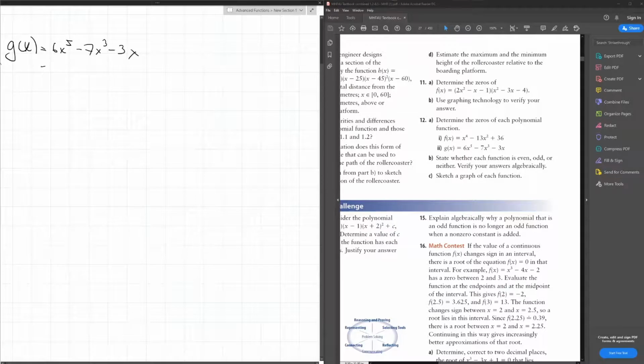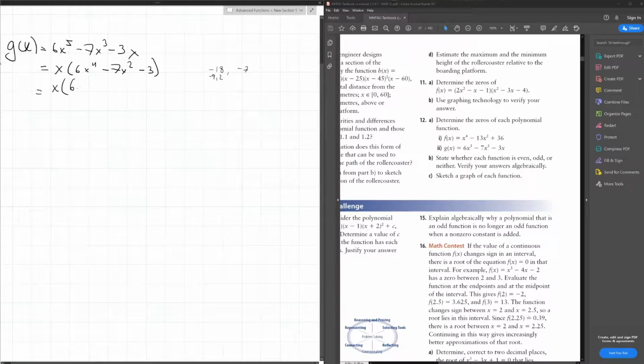We have to factor it again. So here we could immediately remove the x's. So we have x(6x^4 - 7x^2 - 3). What can we do about this? It has to multiply to -18, then add to -7. We could do -9 and 2, so let's do that.